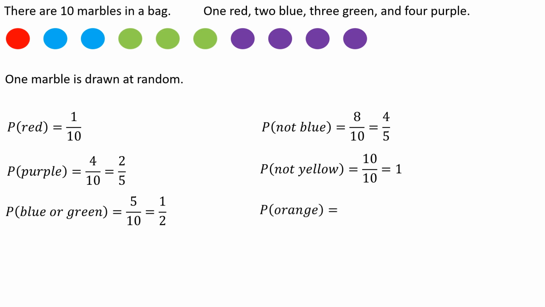Probability of orange. Well, none of them are orange. Probability is 0 out of 10. And again, that is the smallest possible answer we can get, 0.